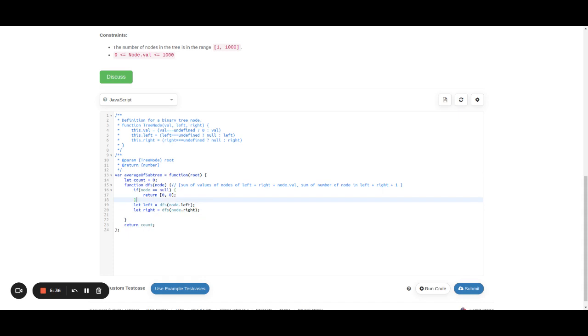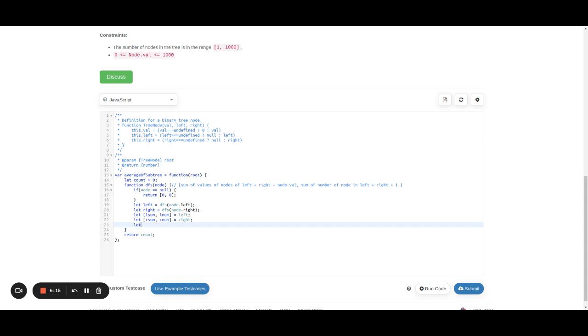Since this DFS is going to return two values, we can use destructuring, and we can shorten the code. So let's write over here: the first value will be left sum and left num, the number of nodes, so it is going to be left. And let's write right sum and right num, so it is going to be right. This is the latest ES6 syntax, destructuring of an array.